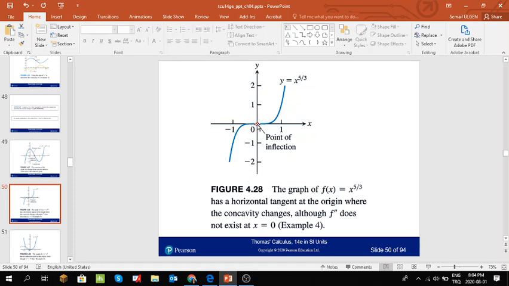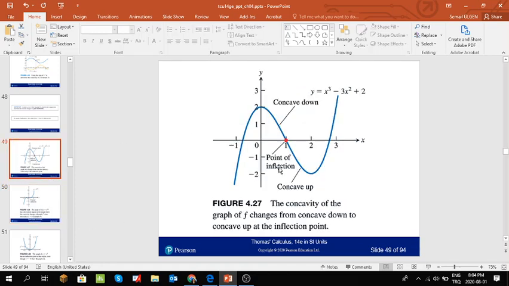So here we have a point of inflection where the second derivative is undefined at 0. This is an example. In the previous one, if you take the derivative twice, you get 3x squared minus 6x and then 6x minus 6. 6x minus 6 equals 0 gives x is equal to 1. So this is an example where the second derivative is 0 at that point of inflection, 1.